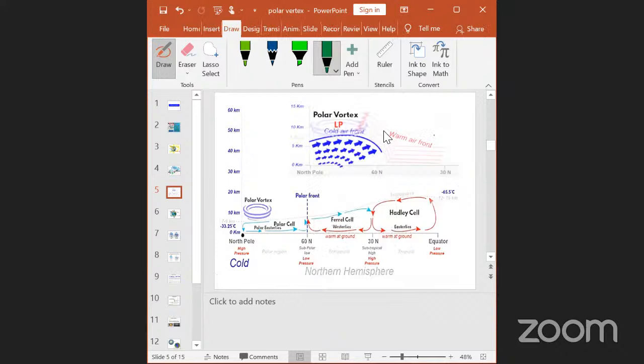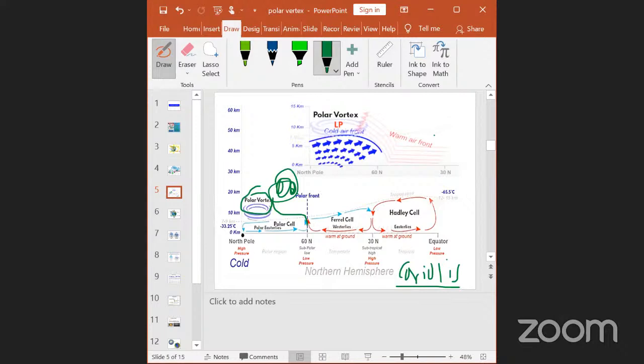Right. So this warm air obviously rises up here, right? And it will go to the polar vortex. So here it starts doing this whirling circulation action. So due to the Coriolis force, which is strongest at the poles.